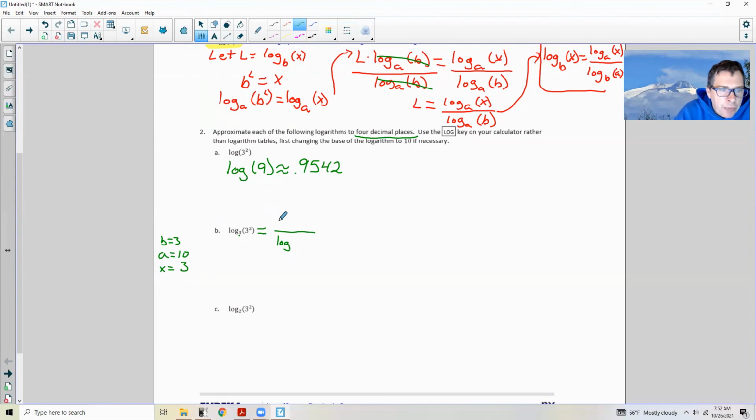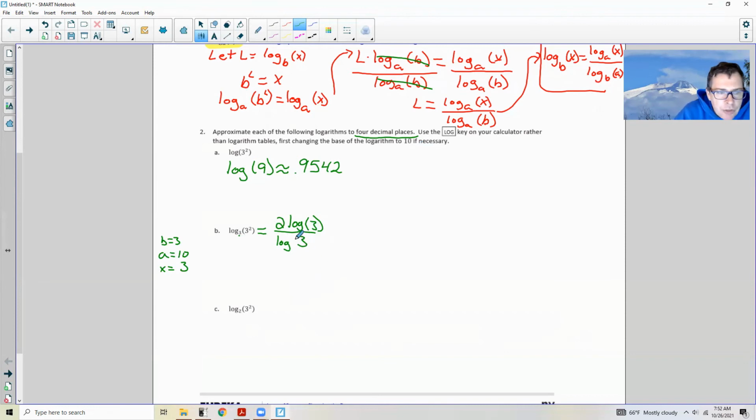So we're going to end up with 2 log base 10, but we don't need a 10 there because log base 10 is just simply log. So that's going to end up being 2 log x, which is 3. So it's going to be 2 log 3 divided by the log of base b of a. And that's just going to be log base b of 10. And our b is 3.